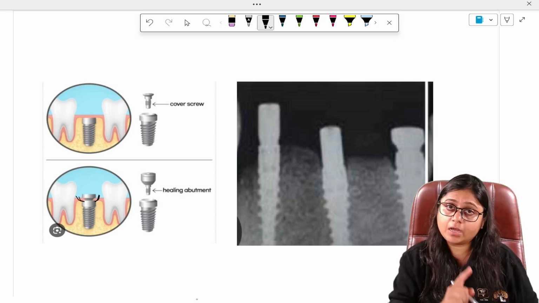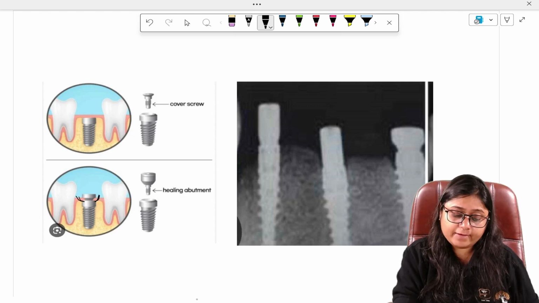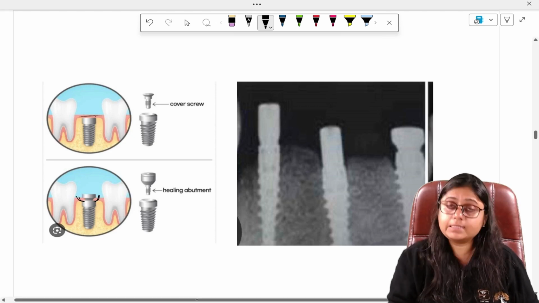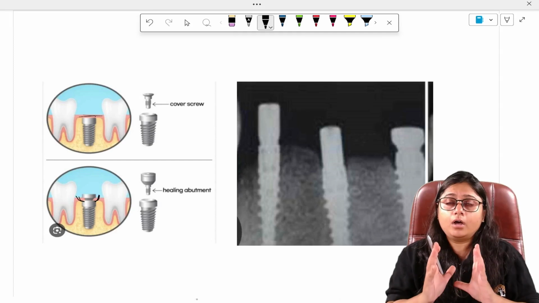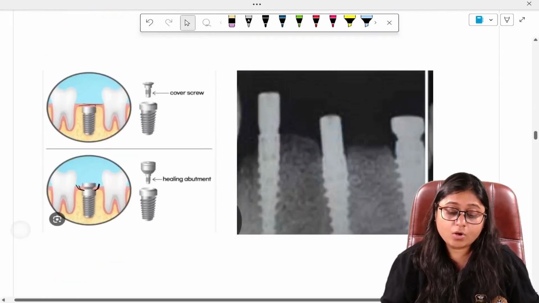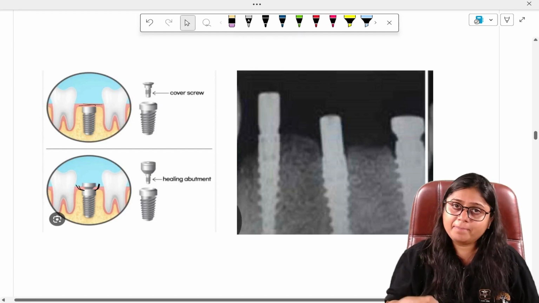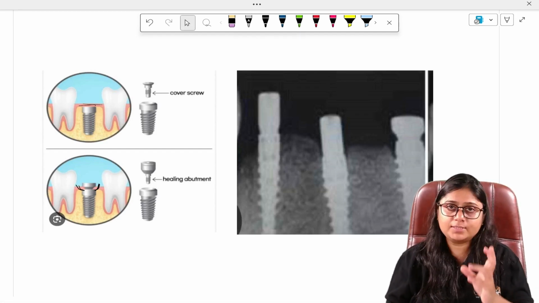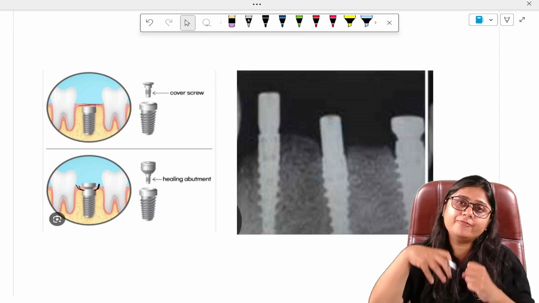This is the difference between the cover screw and healing abutment or healing cap. It emerges out of the gingiva. This is inside the gingiva. This emerges out of the gingiva up to a certain extent, and it will give the gingiva its form or contour. Now, there is something called an abutment. Abutment, what is it? An abutment is a prosthetic component over which our crown will be formed.